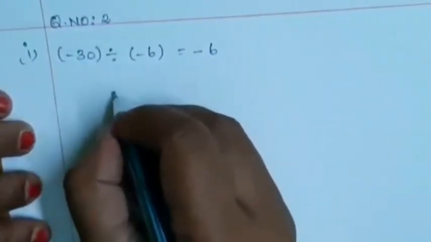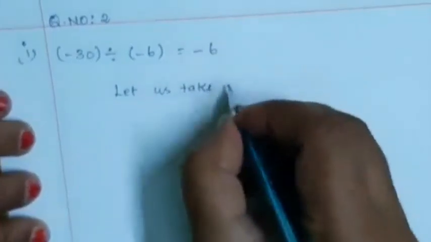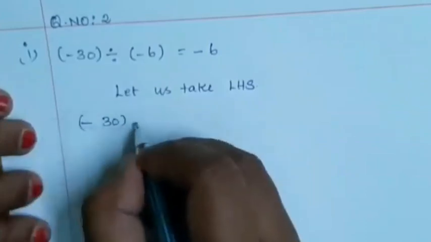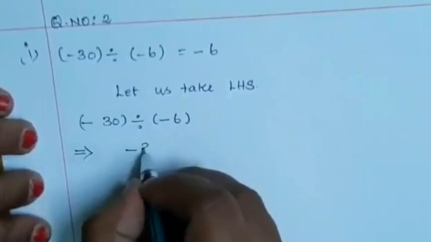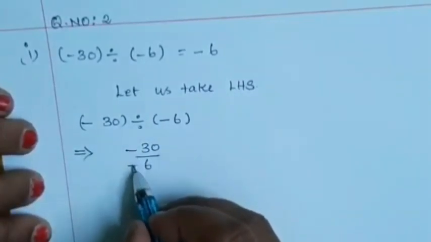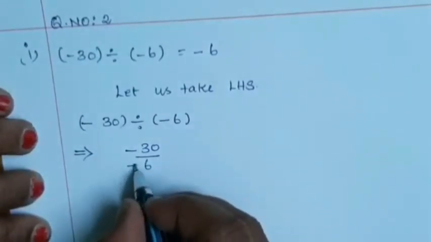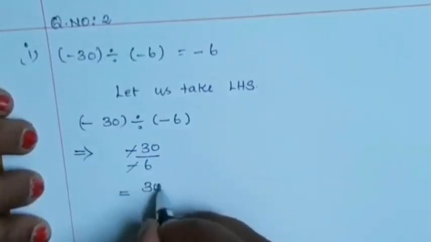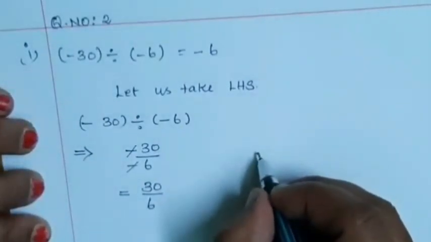Next, question number 2, subdivision 1. Minus 30 divided by minus 6 is equal to minus 6. Here we are going to check whether the given statement is true or false. For that, let's take the left hand side. Minus 30 divided by minus 6. Here we can see that the numerator and the denominator have the same sign. It can be cancelled. So 30 divided by 6.